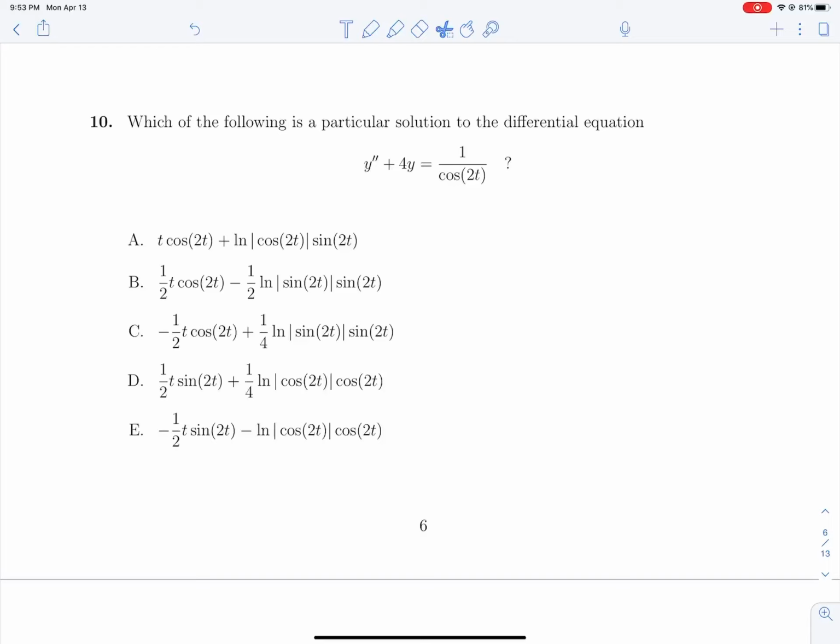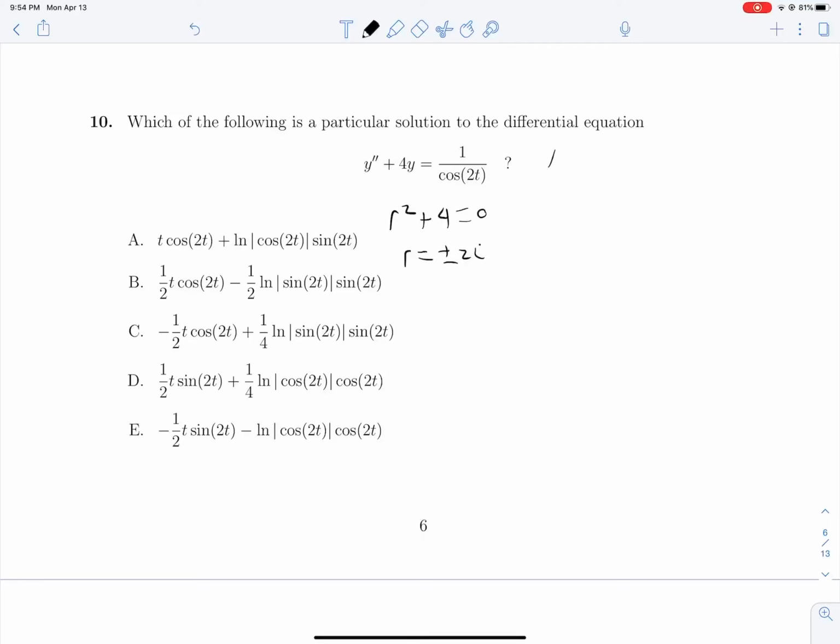And we start off with 10, which of the following is a particular solution to this differential equation. So we're going to be solving this using the technique of variation of parameters, but unlike most variation of parameters questions, they don't actually give us the fundamental solutions to start off with. That's because it's pretty trivially easy to find the solutions to the homogeneous equation here, which is given by our characteristic equation, r squared plus 4 is equal to 0, or r is plus or minus 2i.